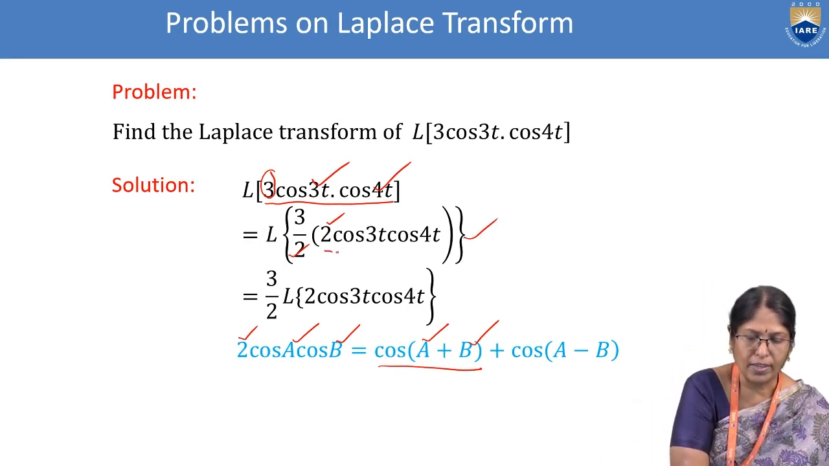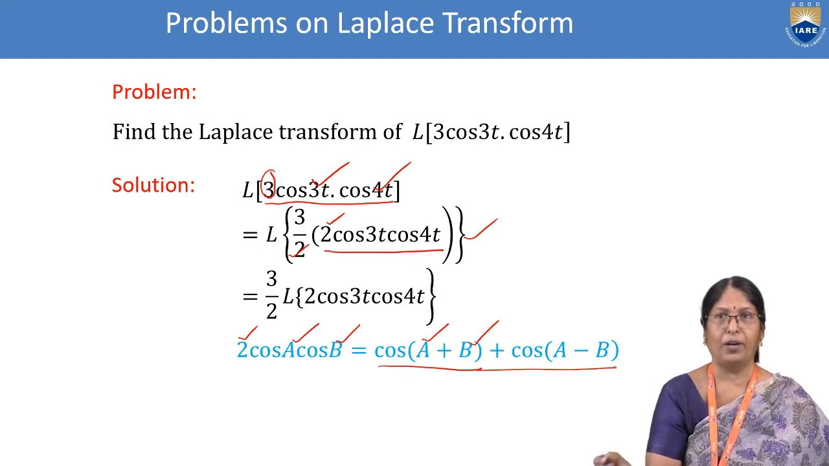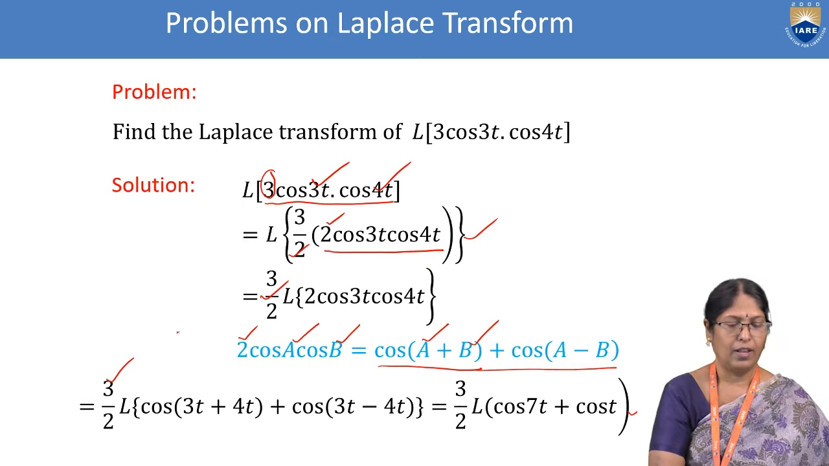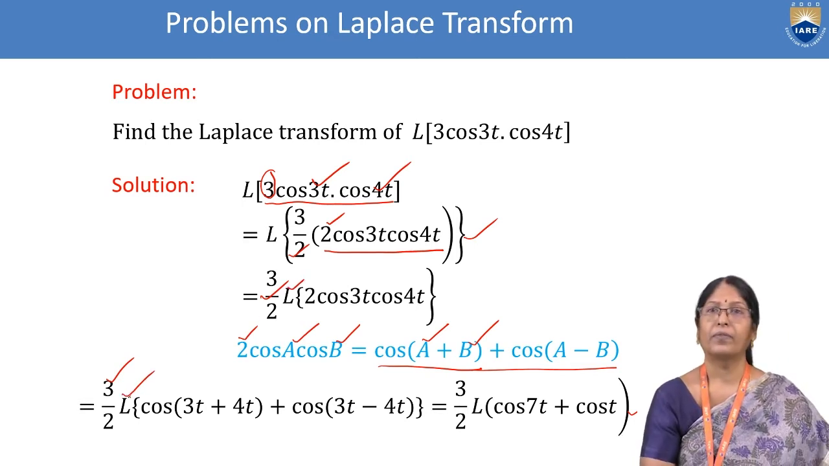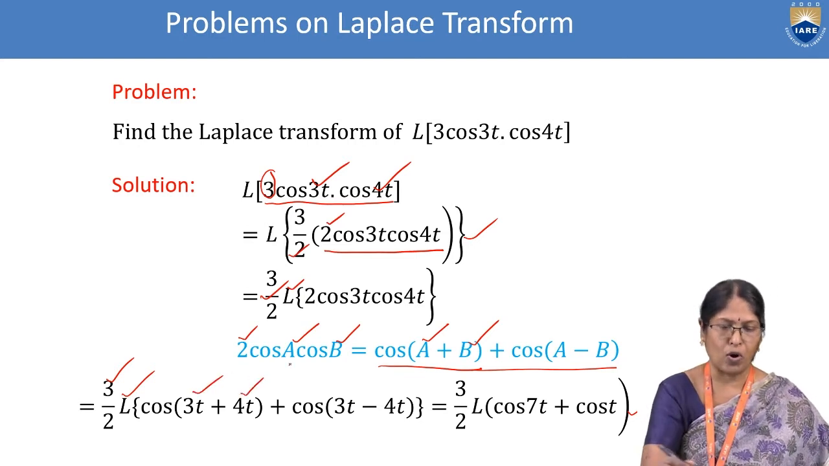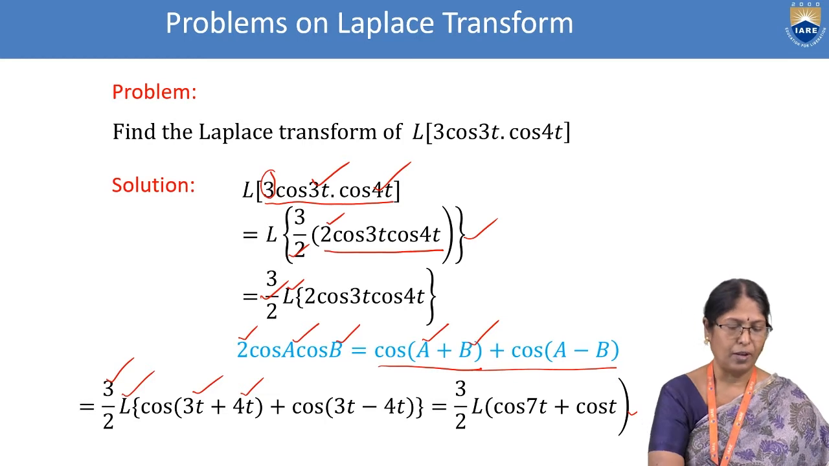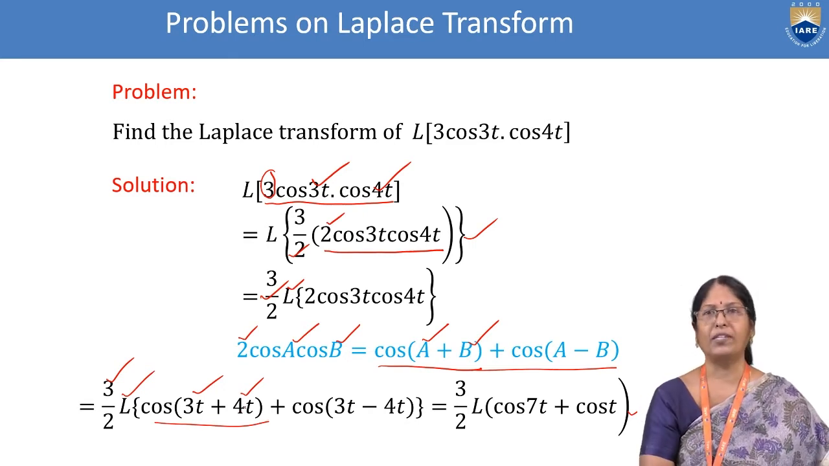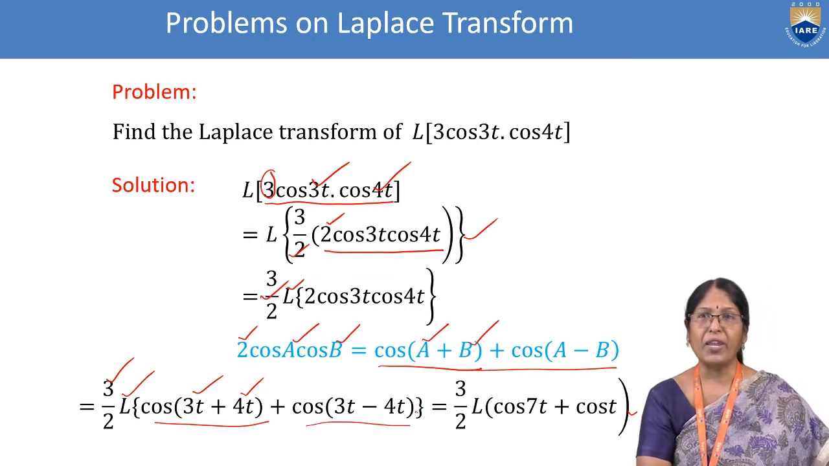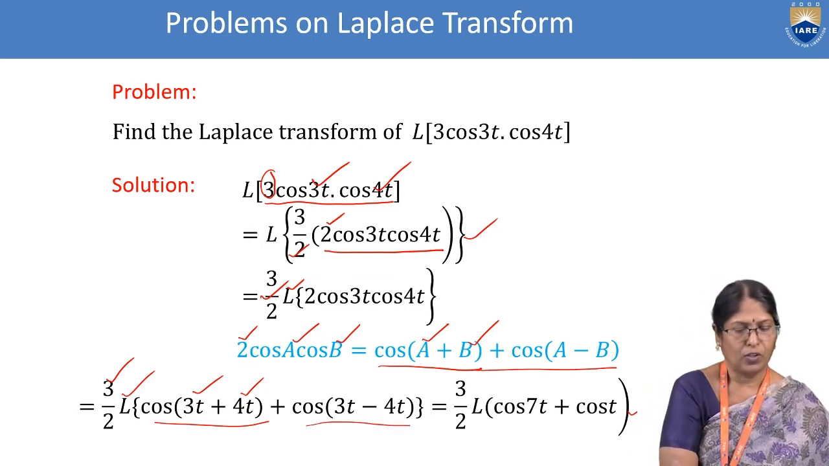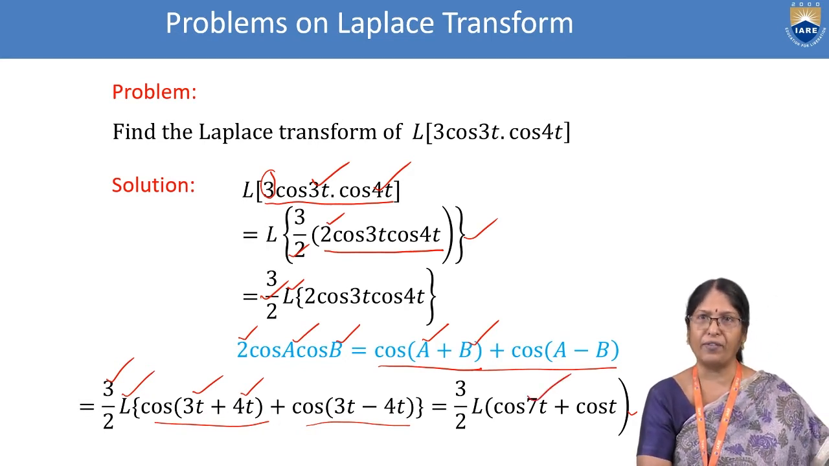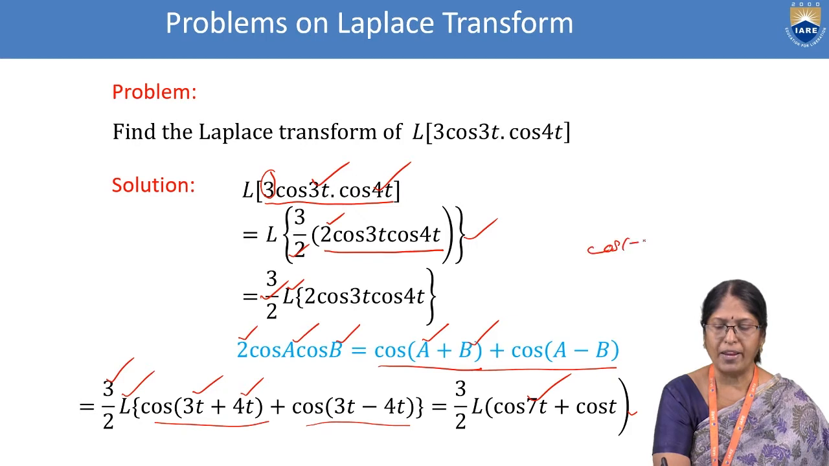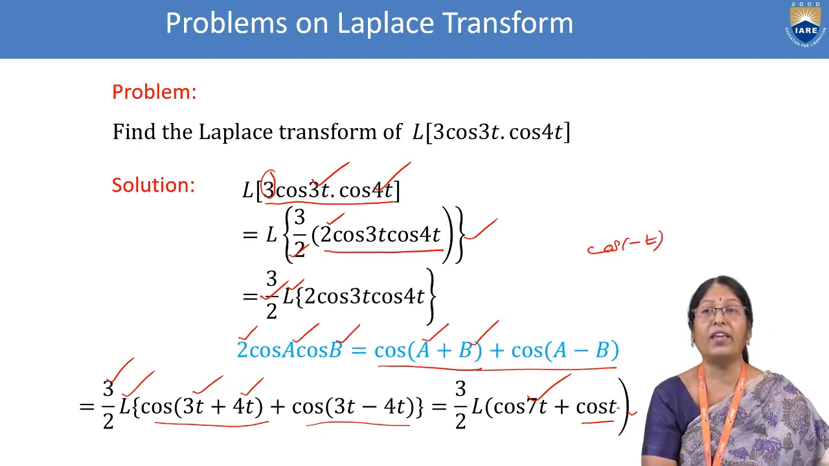Now in this place, we are going to substitute this formula. Here is the substitution part. Now, 3 by 2 is written as it is, and L of cos A plus B. According to our problem, A is 3t, B is 4t. So cos of A plus B, that is 3t plus 4t, plus cos of 3t minus 4t. So 3t plus 4t is cos 7t. Now cos of 3t minus 4t is cos of minus t, but here it is written only cos t.